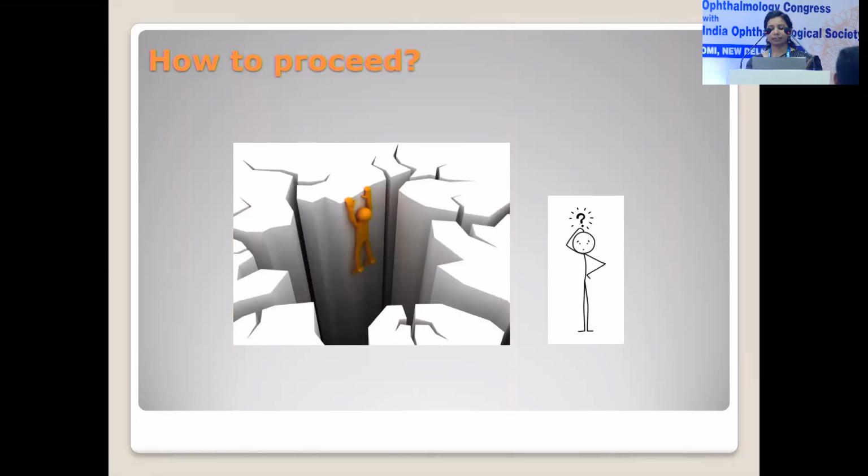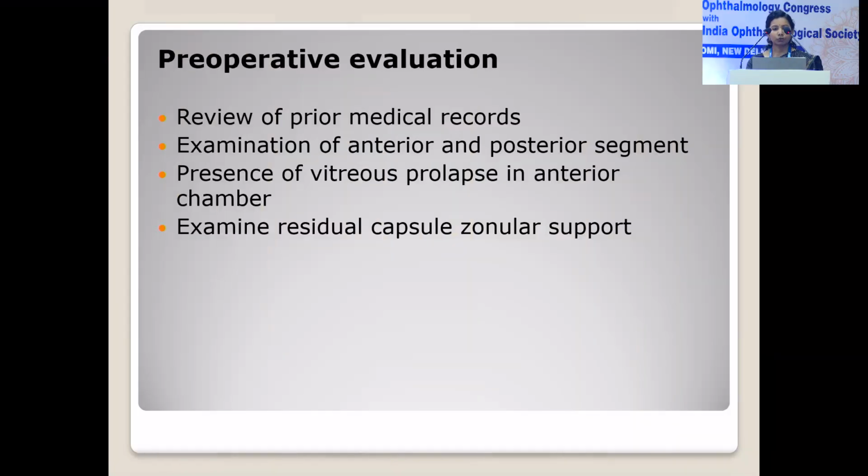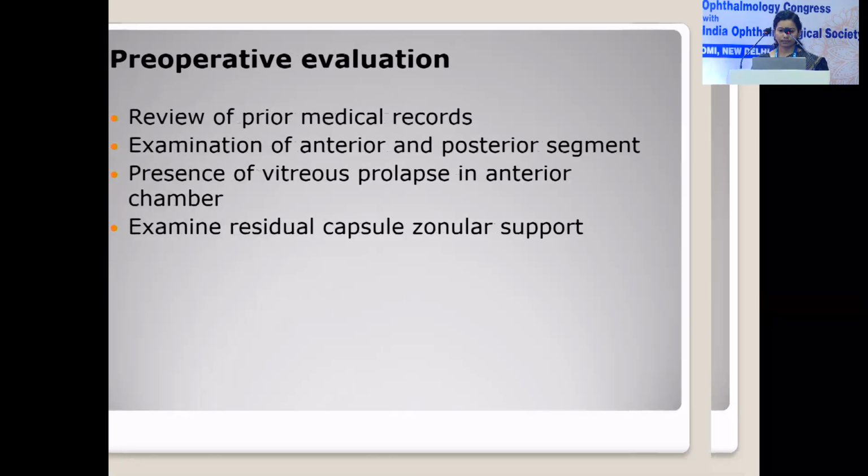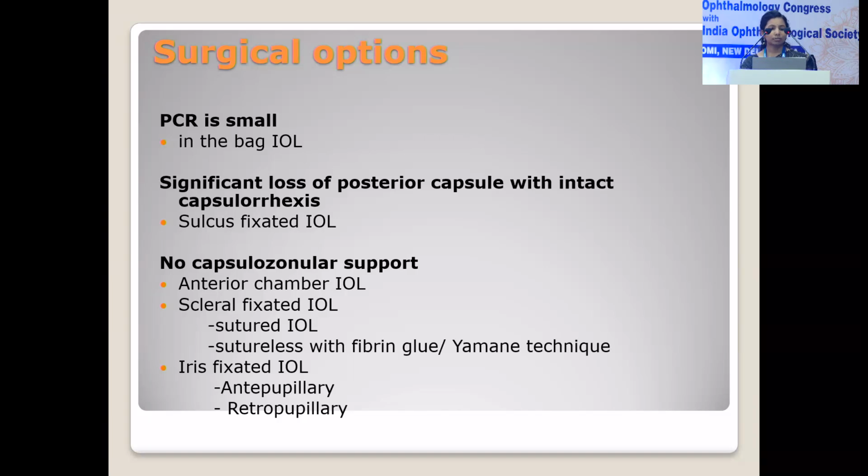So how to proceed in these cases? We have to do the preoperative evaluation. We have to review the prior medical records and examine the anterior and posterior segments. We have to look for vitreous prolapse in the anterior chamber and examine the residual capsular support. So what are the surgical options? If the posterior capsular rent is small, an in-the-bag intraocular lens is a good option. If there is significant loss of posterior capsule with intact capsulorhexis, a sulcus fixated intraocular lens can be considered. And if there is no capsular support, an anterior chamber intraocular lens, scleral fixated lens, and iris fixated lens are the other options.